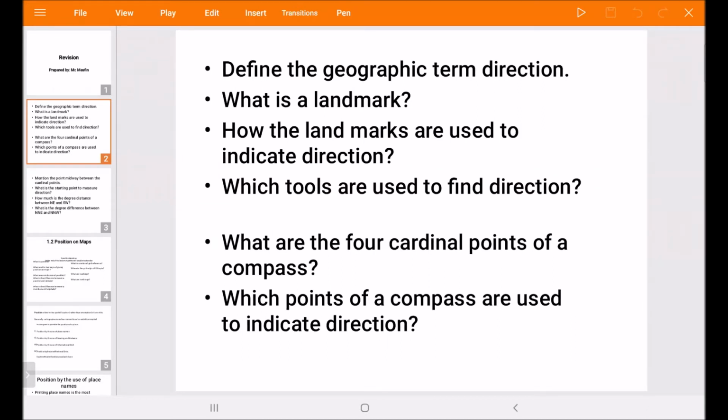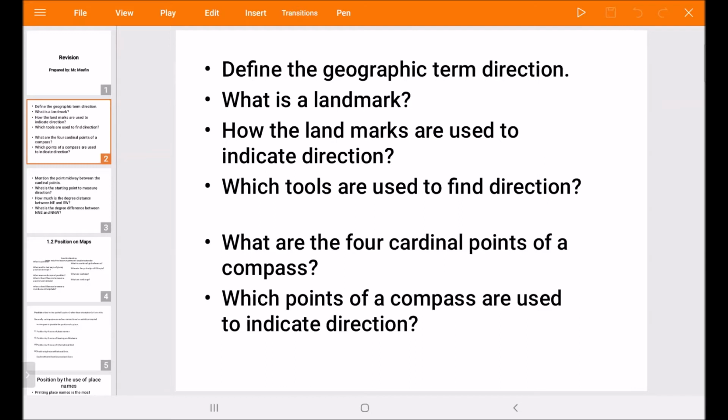This reference point may be either human-made or natural, natural or physical features. For example, a mosque, a school, or well-known places may be taken as a landmark in order to find the direction of a place. Again, how are landmarks used to indicate direction? By referring to an object that is seen from a distance, as I said before, or it might be well-known places.